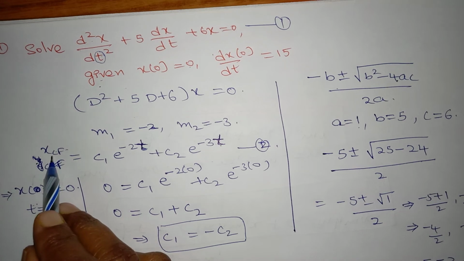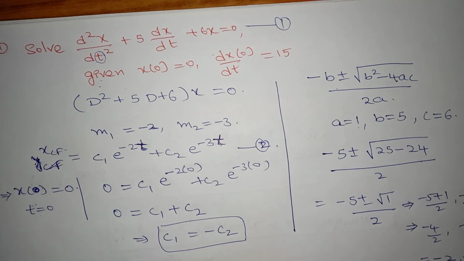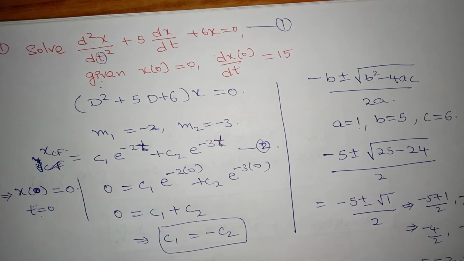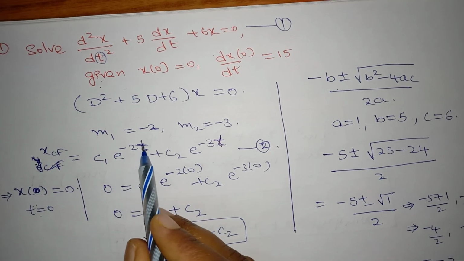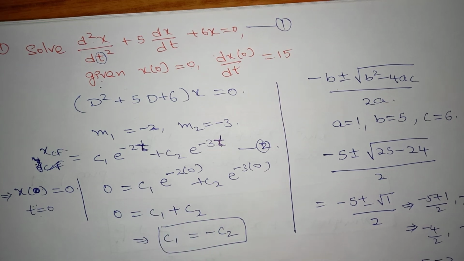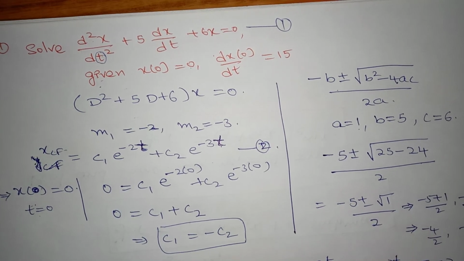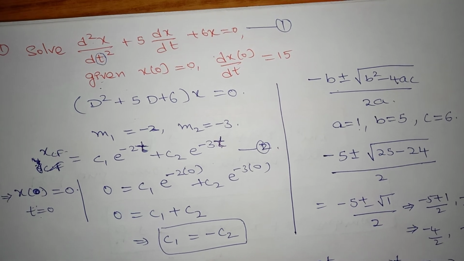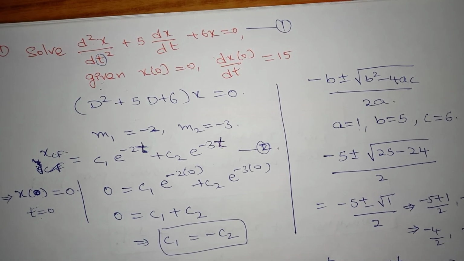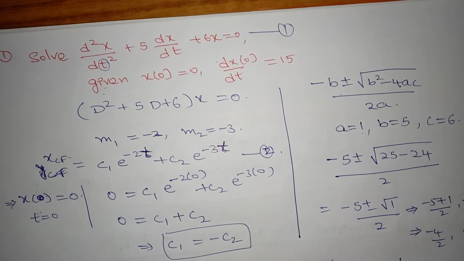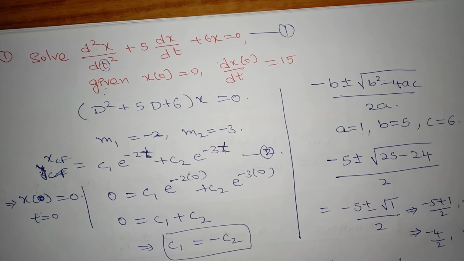we have to differentiate equation number 2 with respect to t. So dx by dt equals c1 into the differentiation of e power minus 2t with respect to t, which is minus 2 into e power minus 2t, plus c2 into minus 3 into e power minus 3t. Now dx by dt will be equal to minus 2c1 e power minus 2t minus 3c2 e power minus 3t.